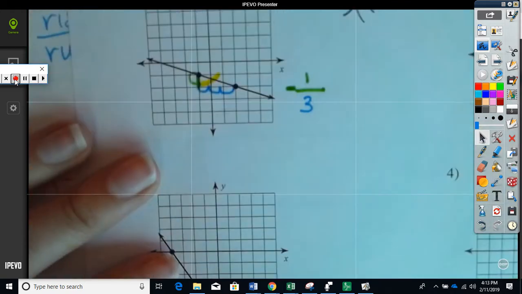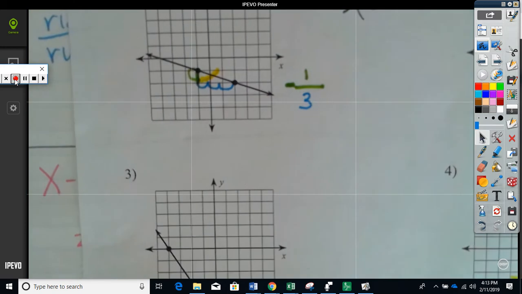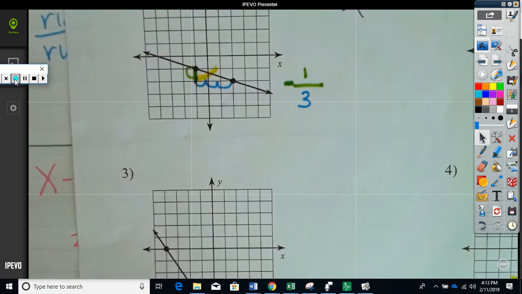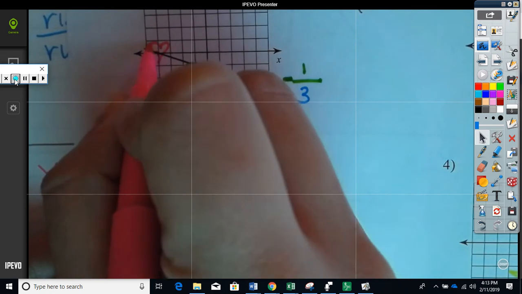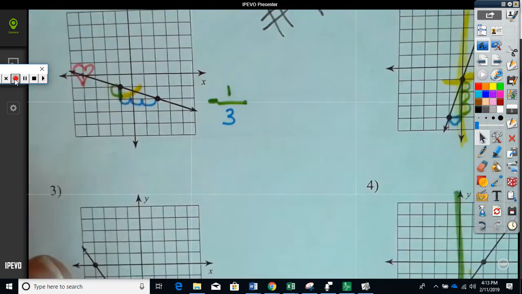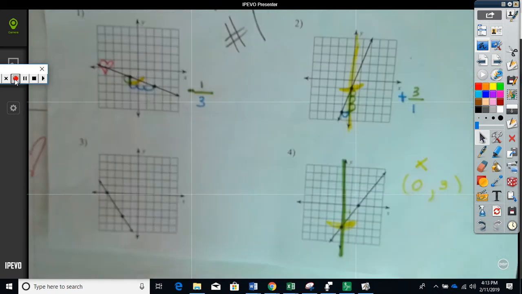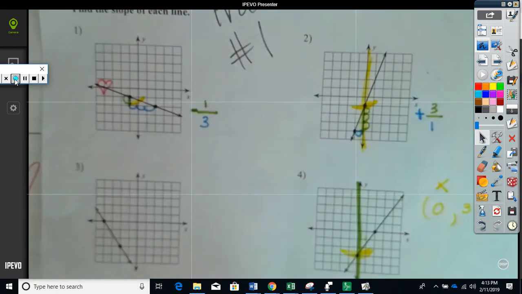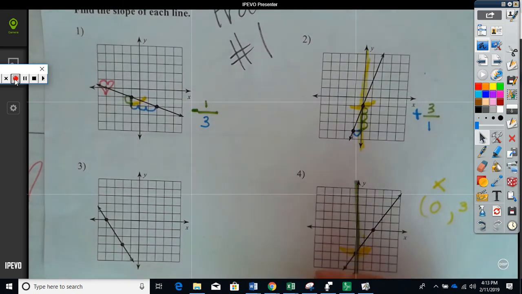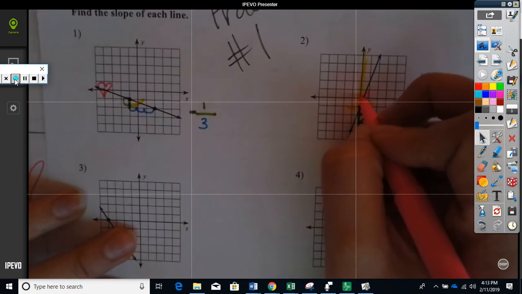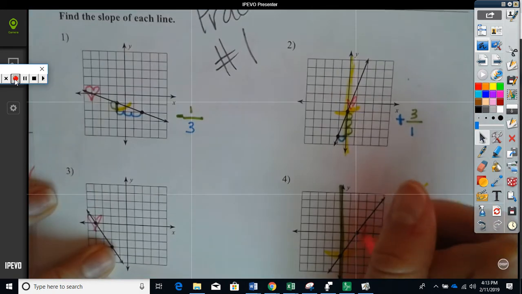Let's do number one. Here's the x-axis, there's your heart. Go ahead and do number two, number three, number four. I'm going to walk around and check it. Draw the hearts. Ready? Everyone has the hearts. Heart there, heart there, heart there.